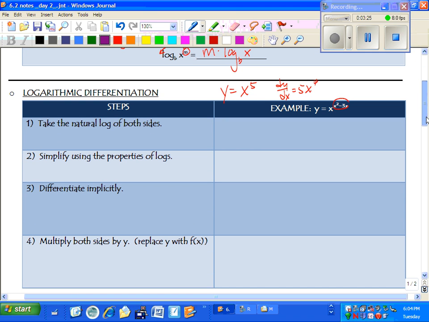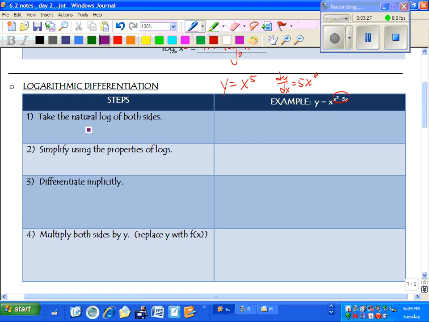I've broken down this process into 4 steps. First one is to take the natural log of both sides. So in our example here, we're just going to take the natural log of both sides. We get natural log of y equals natural log of x to the x squared minus 3x. So as long as we're doing the same thing to both sides, we're okay. So natural log of both sides, we're not changing the equality. It's still equal, it just looks a little different.